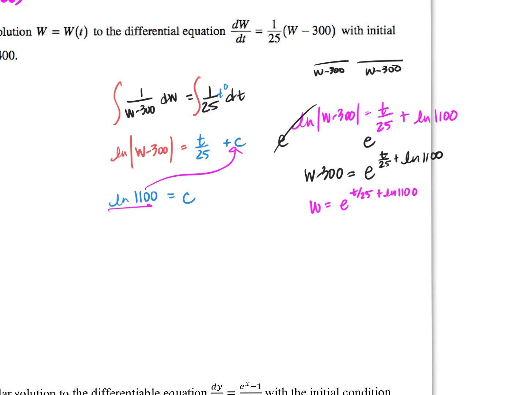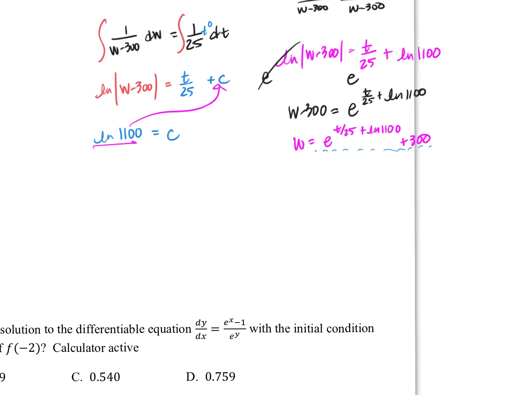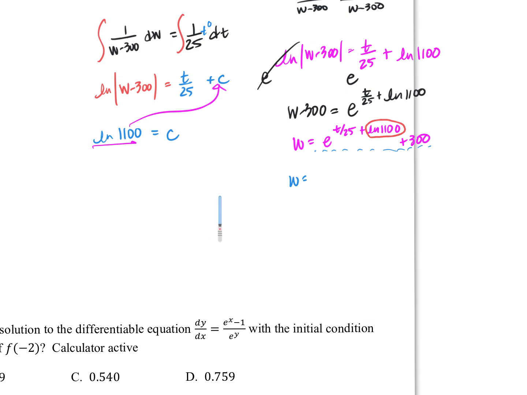We got to move my 300 over and make sure that 300 is out of the exponent. 300 is on the level of the e. Beck, how can I write that fancy? What could I do with that ln of 1100? Yeah, and just get rid of that ln, right? The e and the ln cancel out. I could throw my 1100 out front: W equals 1100 e to the t over 25, then out of the exponent, I got a plus 300.